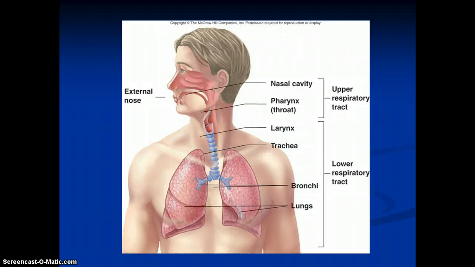Here's a picture of the respiratory tract. You have the nose, and then from the nose you have the pharynx, or the throat, the larynx, which is the voice box, the trachea, the bronchi, and then the lungs. Within the lungs are alveoli membranes. From the pharynx up is the upper respiratory tract, from the larynx down is the lower respiratory tract.